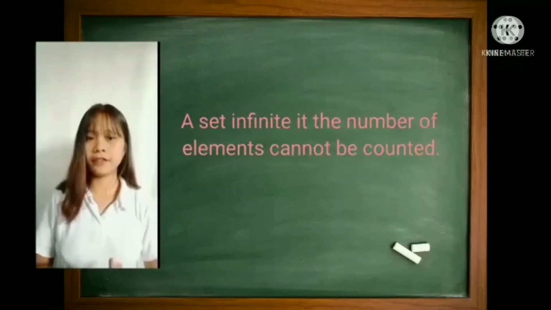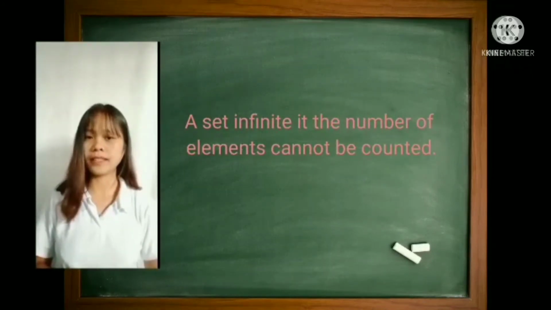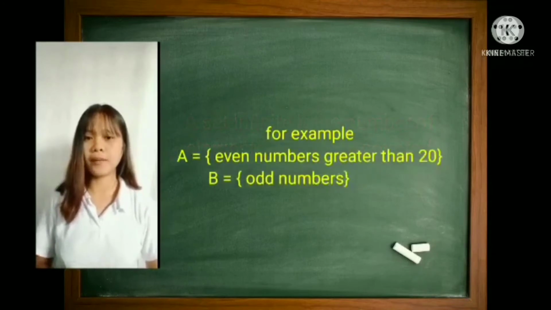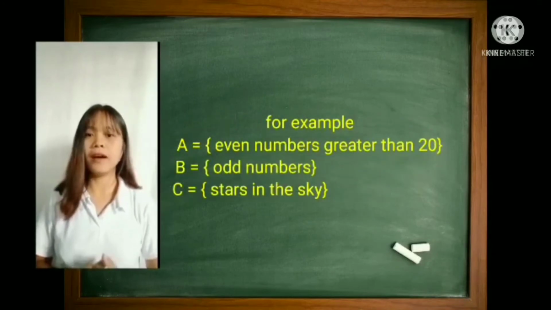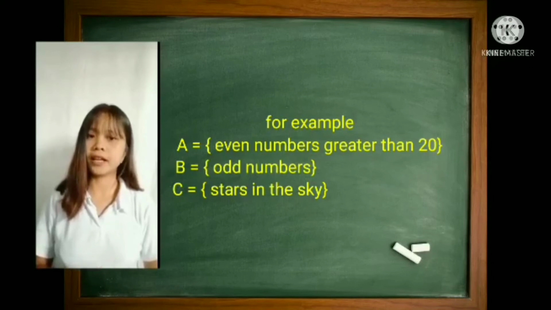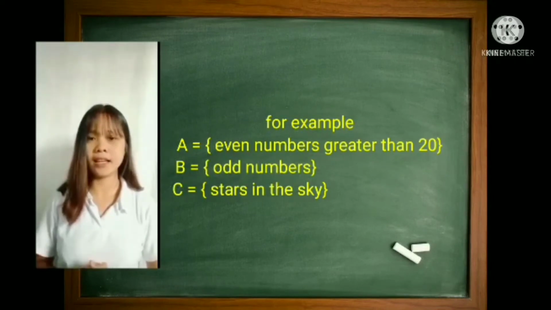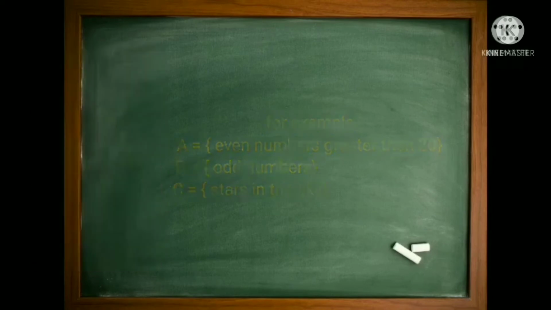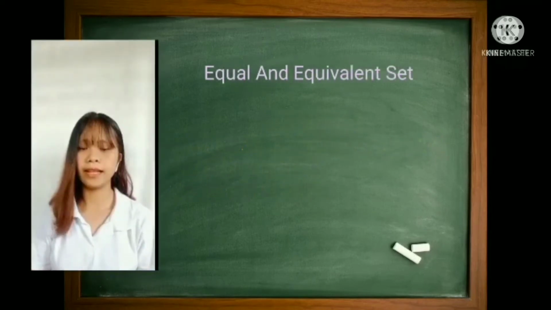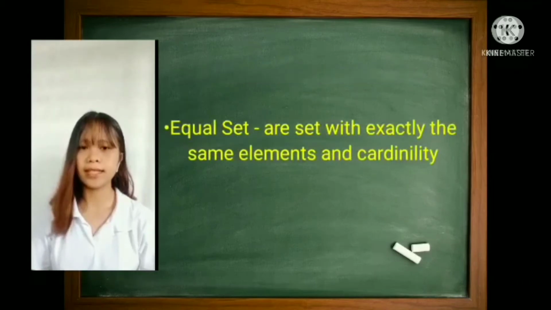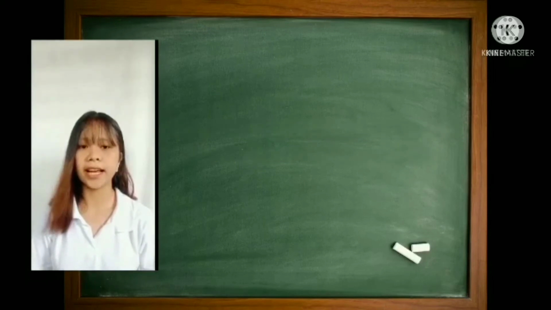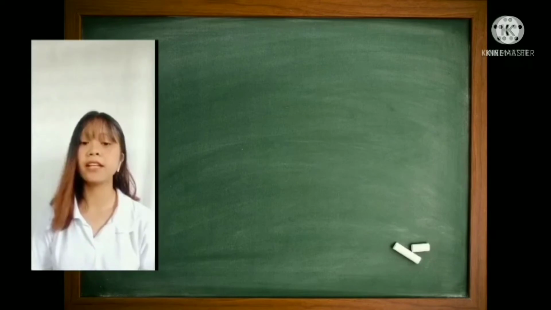A set is infinite if the number of elements cannot be counted. For example, in set A, we have even numbers greater than 20. For set B, odd numbers. And for set C, stars in the sky. Equal and equivalent sets. Equal sets are sets with exactly the same elements and cardinality. When we say cardinality, it is the measure of set size, meaning the number of elements.